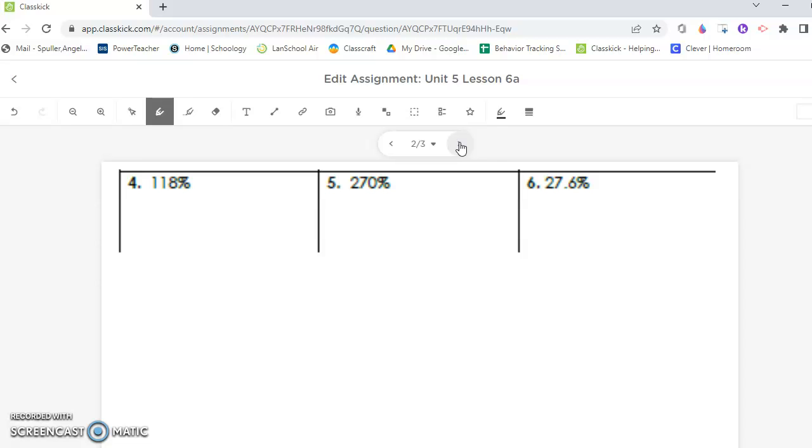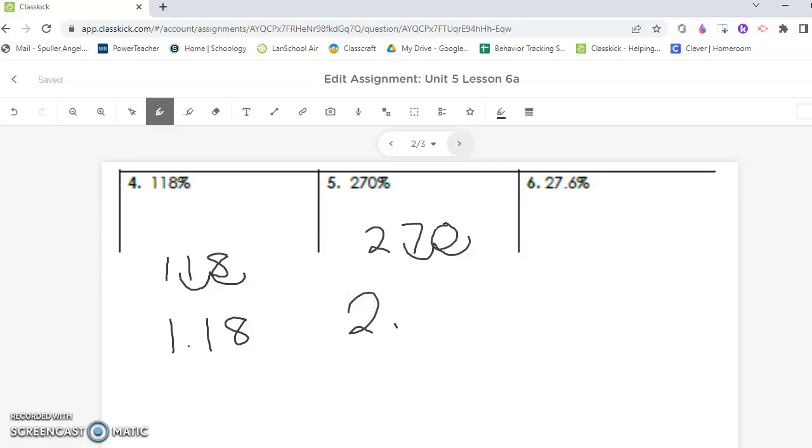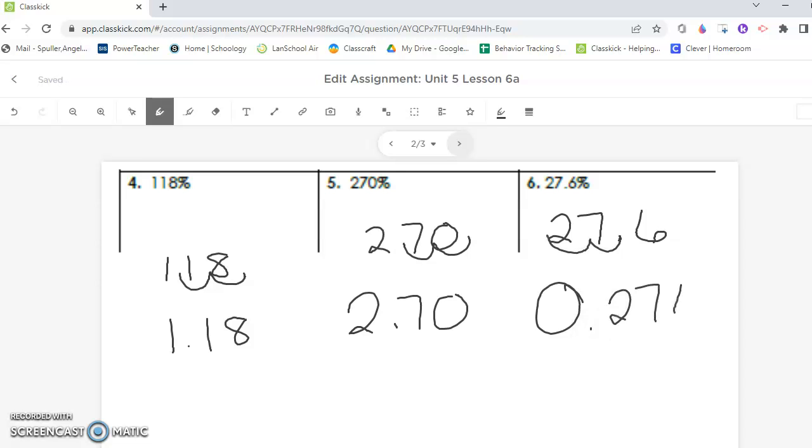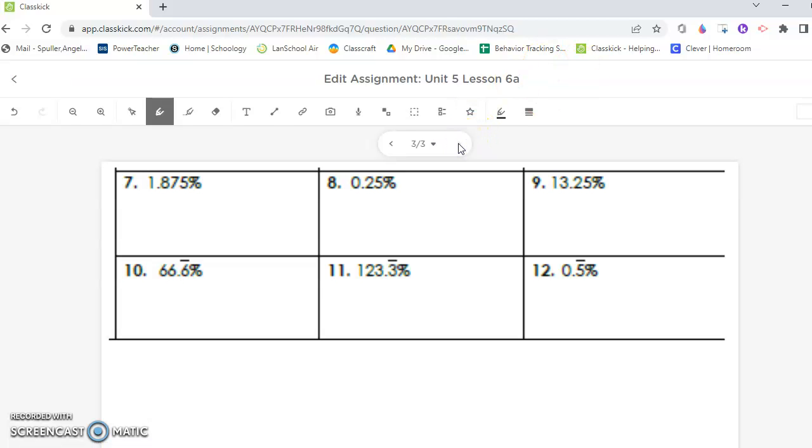Okay, let's try some with bigger numbers. So we have 118. Moving it 1, 2. So we get 1.18. Great job. 170. 1, 2, 2.70. There we go, 27.6. 1, 2, so we get 0.276. Great job.